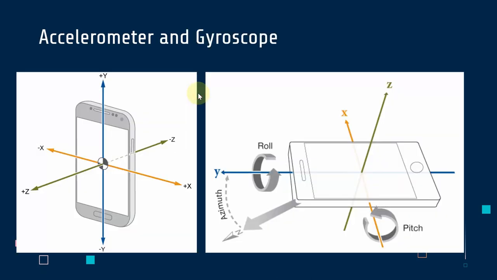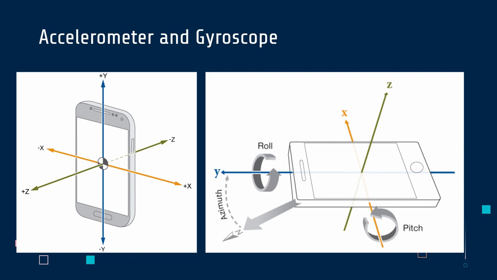Okay, so what's the difference between the accelerometer and the gyroscope? The accelerometer records acceleration, how fast you move your phone along the three axes. So if you swing fast enough, the accelerometer will have a strength value. And how about the gyroscope? The gyroscope records or measures the rotation of your phone.